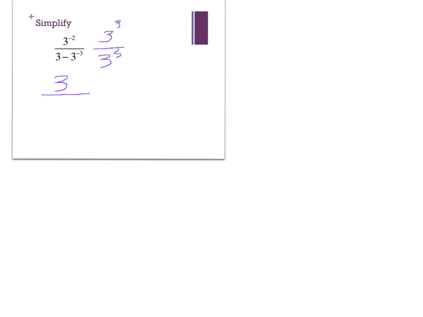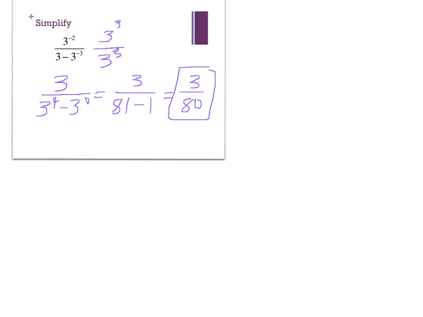And then on the bottom, when we distribute this 3 to the third, we get 3 to the fourth minus 3 to the 0, which is 3 to the fourth is 81. We know 3 to the 0 is 1. Our answer here is 3 over 80. I think this is the faster way to do it.